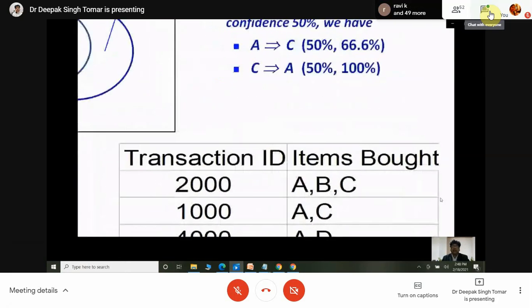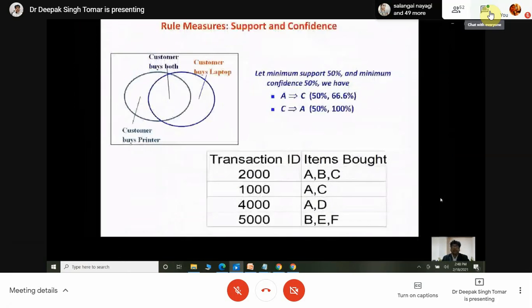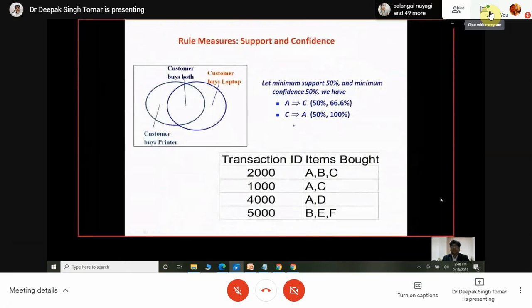Take C and A and we will find out how many times C and A are offered together as a percentage of total transactions. So you will find out the value of C is here. How many times C and A are offering? It is offering 1, it is offering 2, total transactions are 4, so it is 2 by 4.